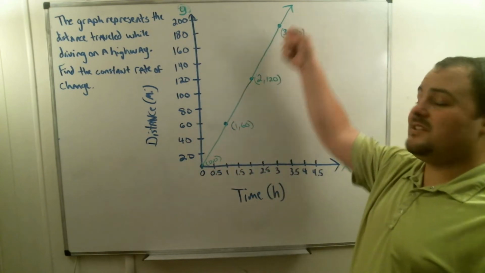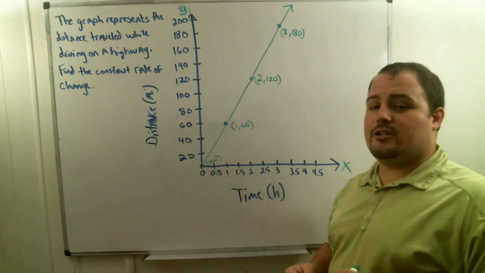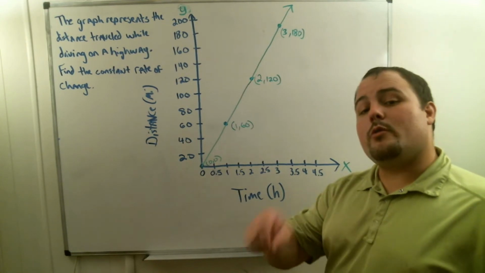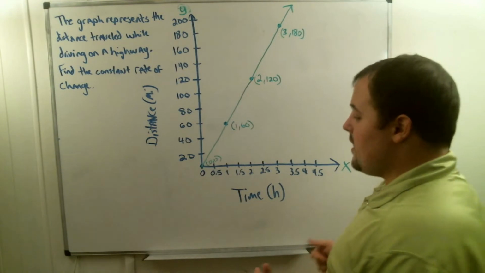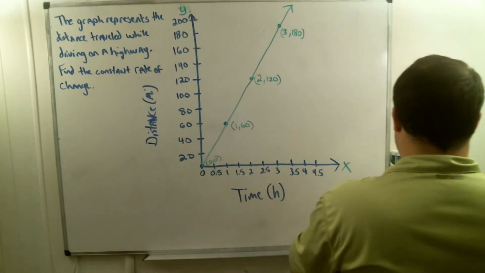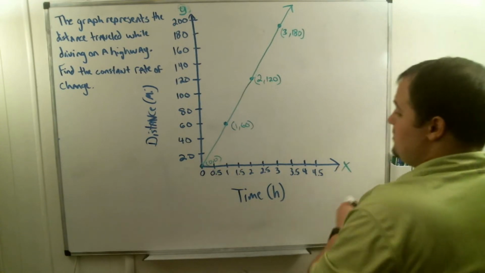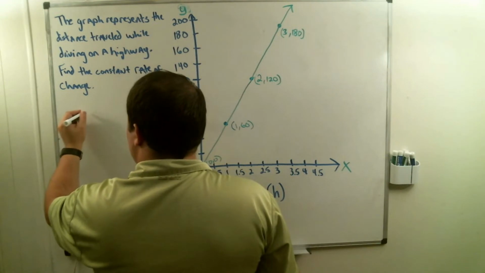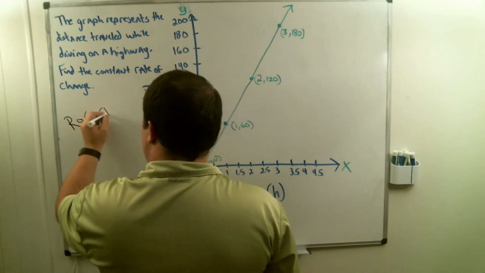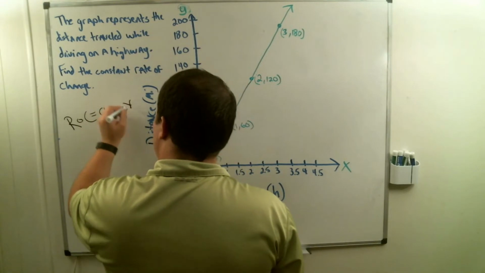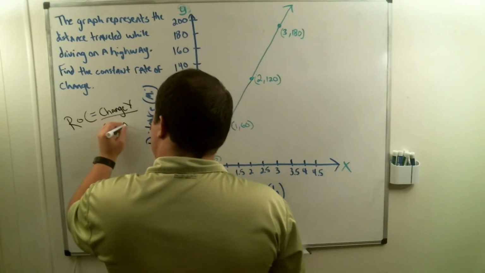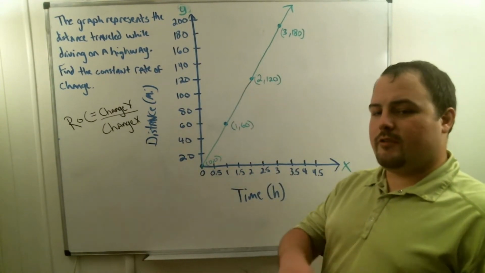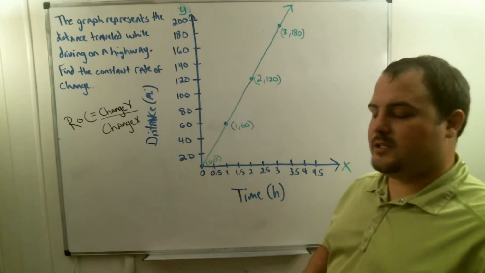And we can also see that this is a constant rate of change. It's a constant rate of change because we can see that it makes a straight line. If our graph makes a straight line, that means it's always changing by the same number. So all we got to do is look at our graph and determine what is the change in y, what is the change in x. So we know that rate of change equals the change in y divided by the change in x, which you've heard all throughout this lesson. ROC, rate of change, is the change in y divided by the change in x.